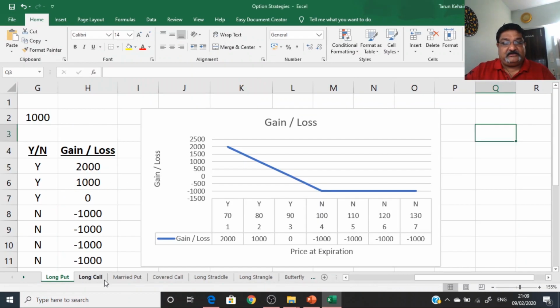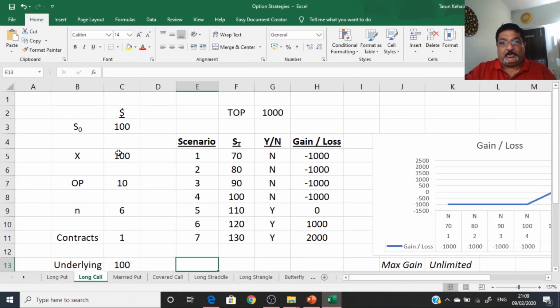Let us quickly also now construct a long call strategy. Now, if you look at this long call strategy, the spot price, again, we have assumed it to be $100. Exercise price is $100. Option premium remains at $10 per share. The option window is 6 months, one contract with 100 underlying shares. Again, your option premium is one contract into 100 underlying shares into $10 per option.